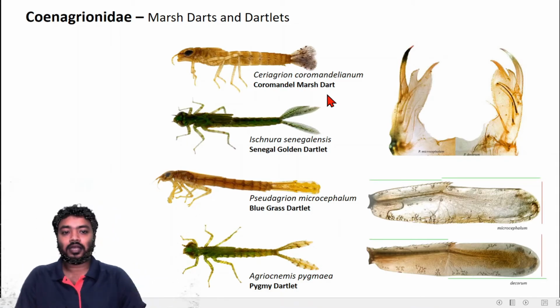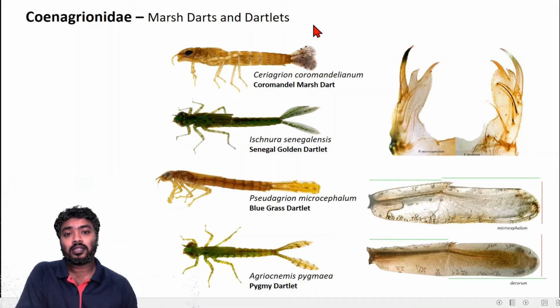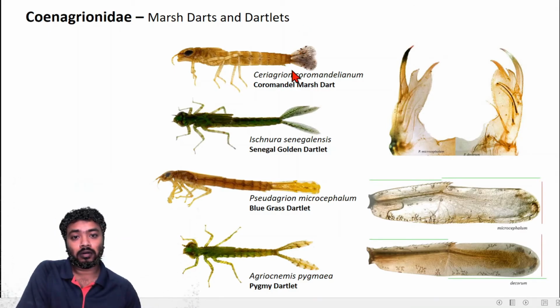And this is a very common family, and often if we are going to collect larvae from any water body or any pond or marshland, then definitely you will get to see some of these larvae. It is very easy to identify these larvae at least up to genus level just by looking at the anal appendages, that is the caudal appendages.